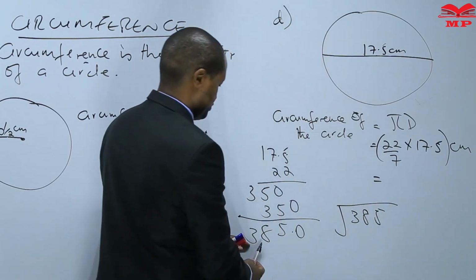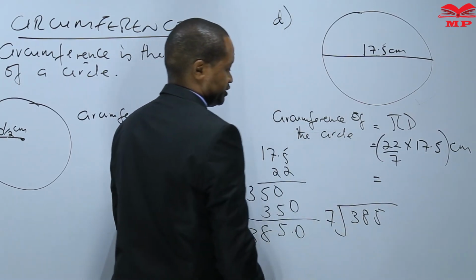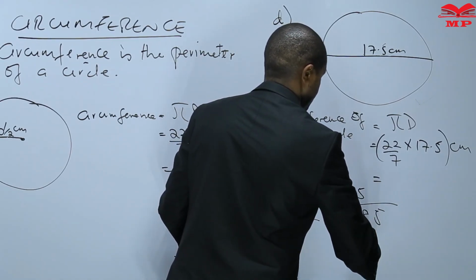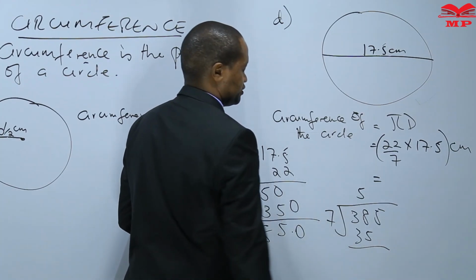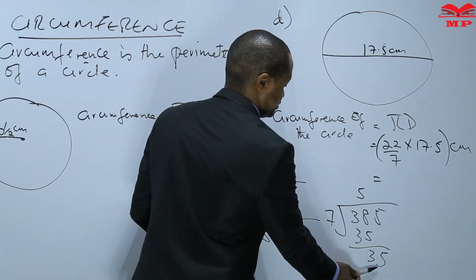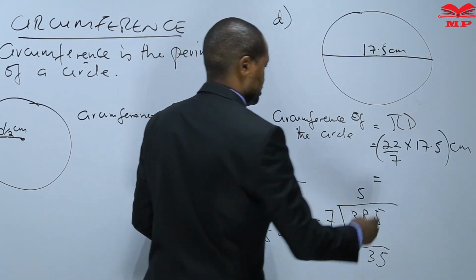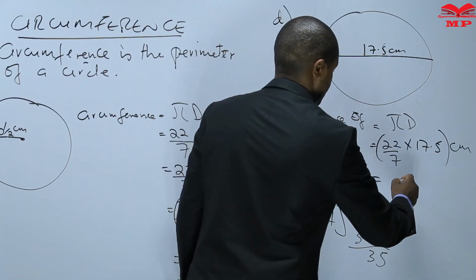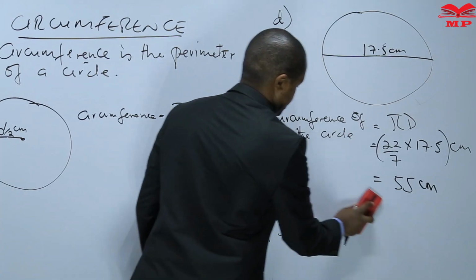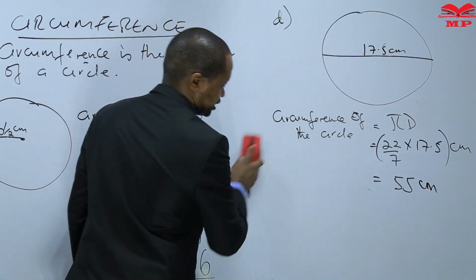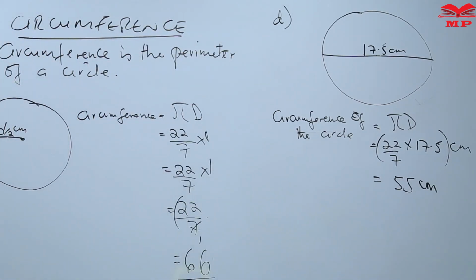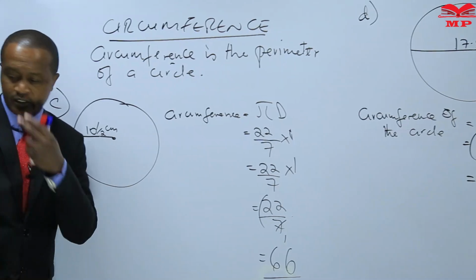385 divided by 7. 7 goes into 38 5 times. We have 35. 38 minus 35 is 3. Bring down 5, 35. 7 goes into 35 how many times? 5 times. So the answer here is 55 centimeters, which is the circumference of the circle that has a diameter of 17.5 centimeters.